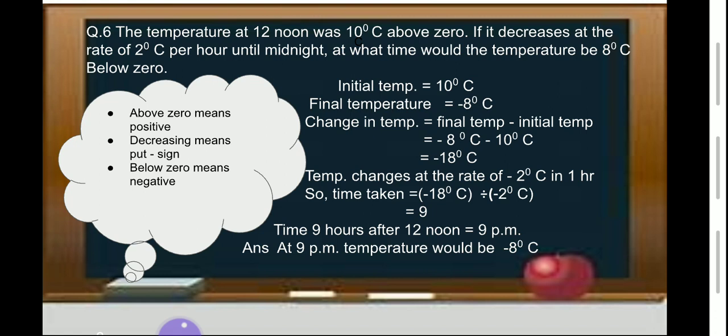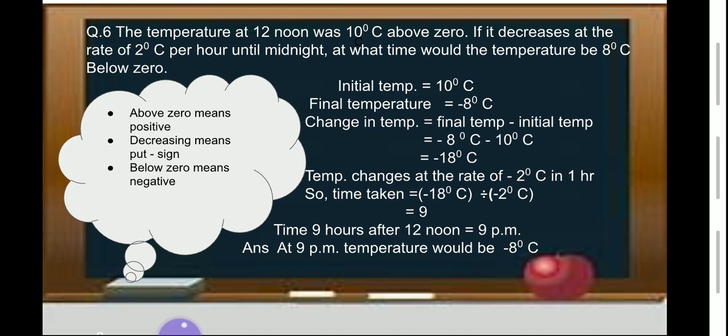If we are not able to understand the word problem, reread it again and again. So let's read the question again and try to understand it. The temperature at 12 noon was 10 degrees Celsius above zero. Above zero gives a hint that 10 degrees is positive. So the question says that at 12 noon, the temperature of a certain place was recorded as positive 10 degrees Celsius.